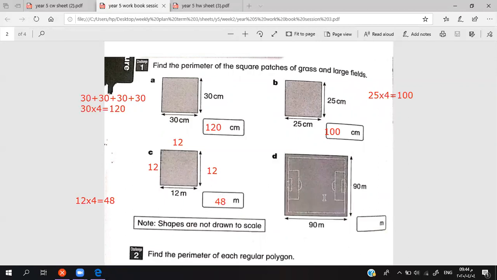Let's see this football field. It's a square and each side is 90. So this means it's 90 by 4 because it's a square. Okay, zero out. 4 times 9. It's gonna give me a 36. So it's 360 meters. Okay.